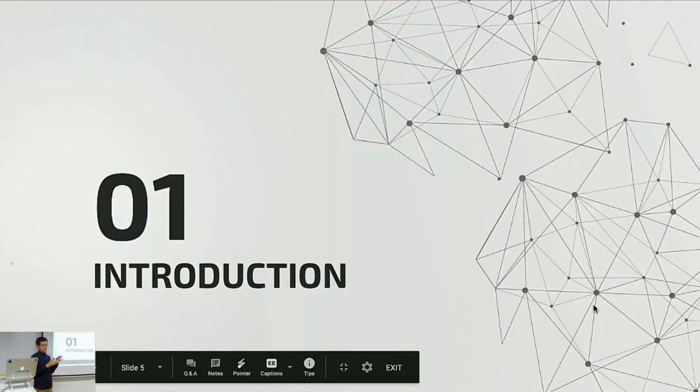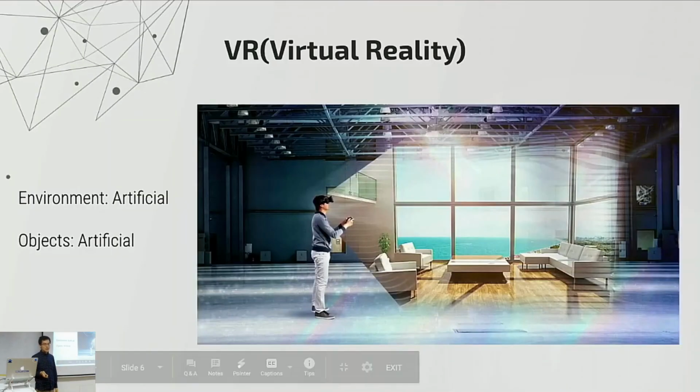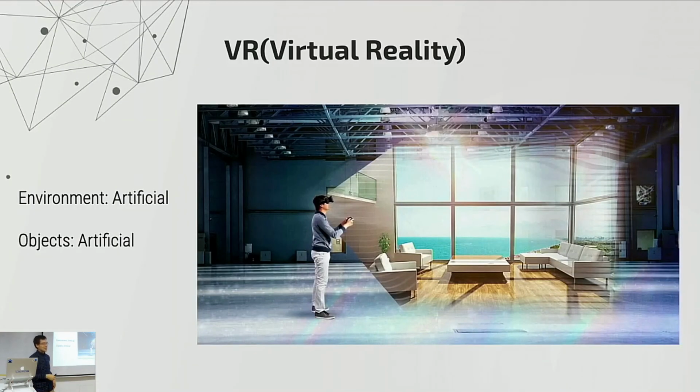Okay, so first I'll give an introduction. So first, what is VR? Basically, it's an immersive environment where you have a headset and you can look 360 degrees. Everything is artificial with the environment and objects. So in this case, this guy is in a boring warehouse, but once he puts on his headset, he's in this nice room next to the beach, with everything being artificial, of course.